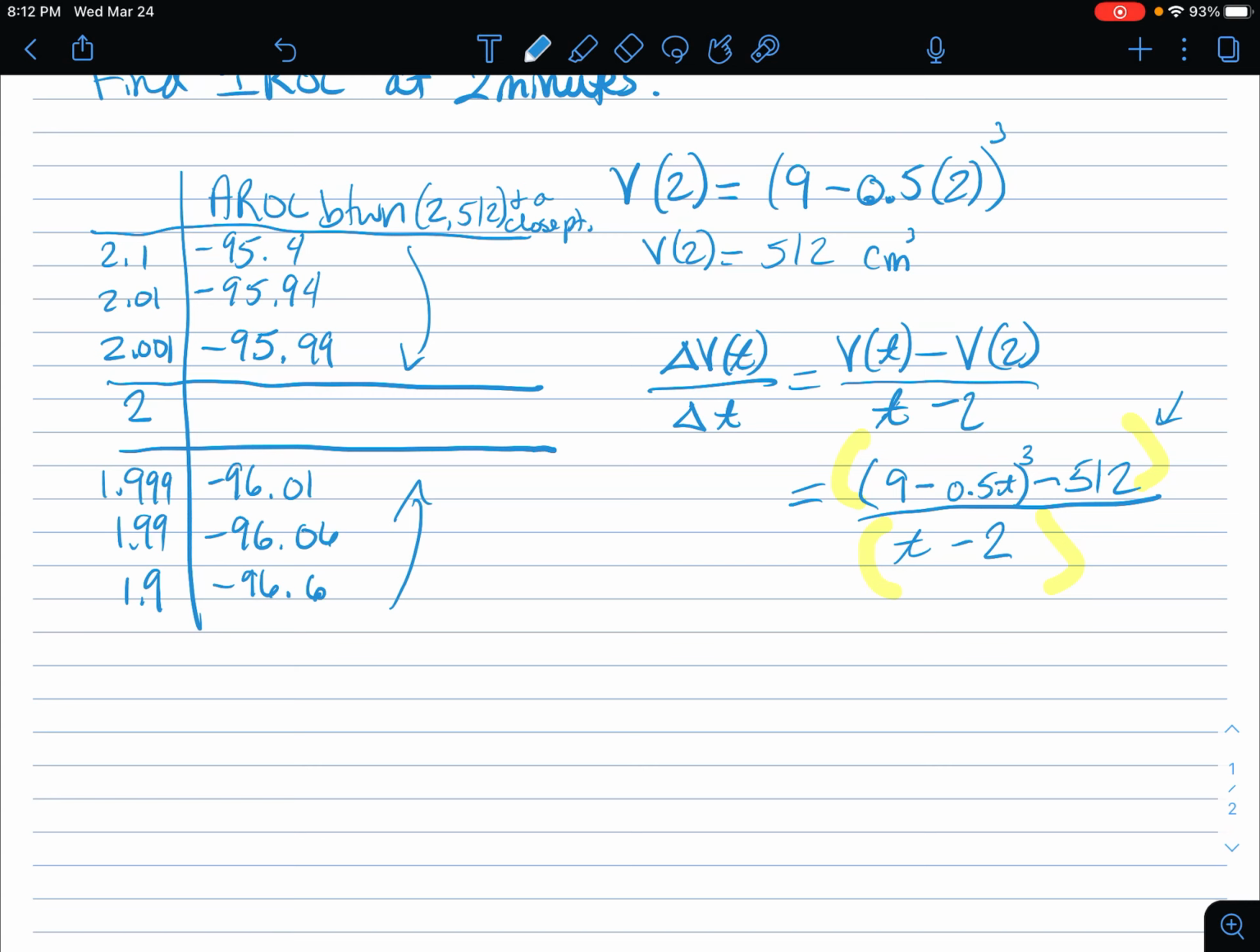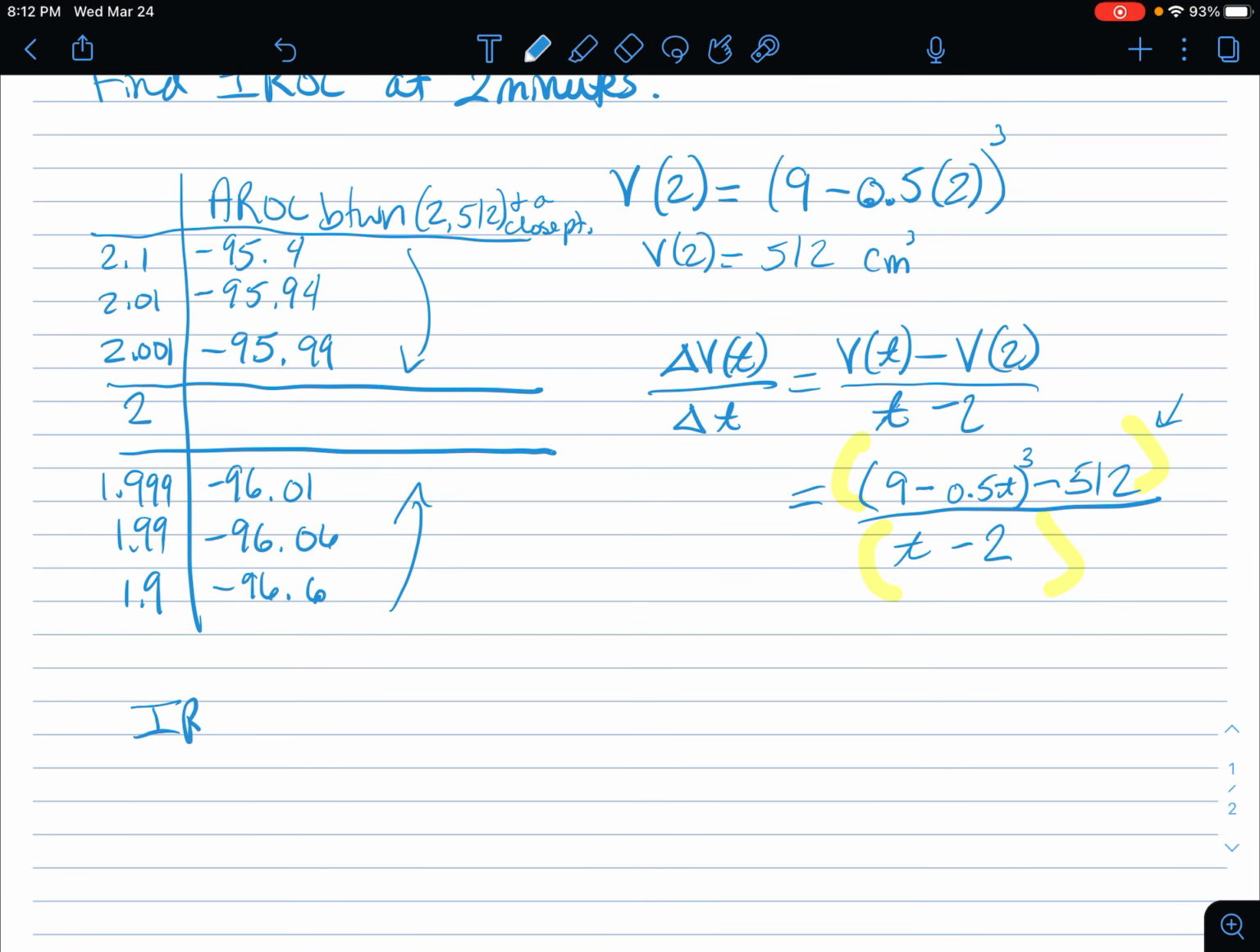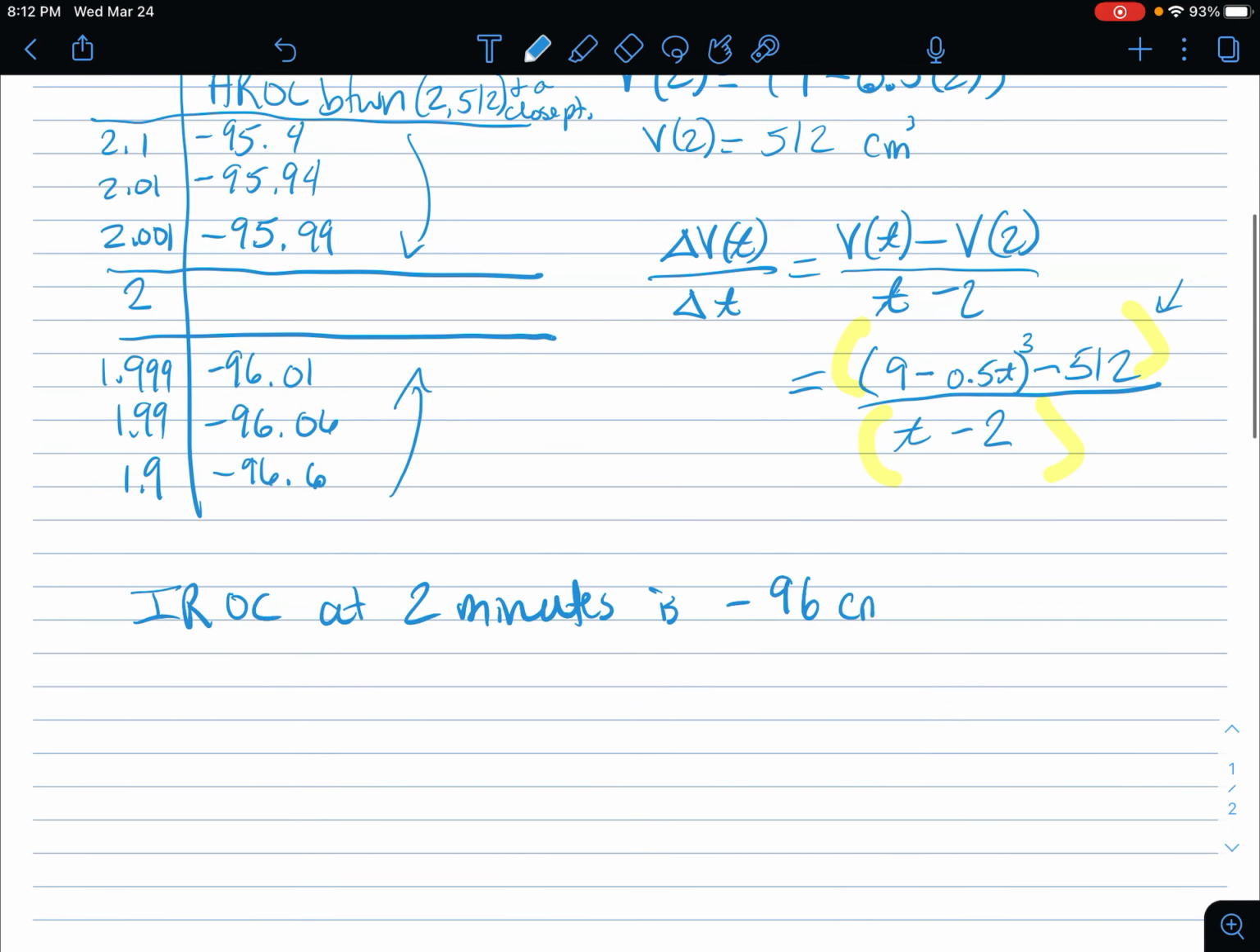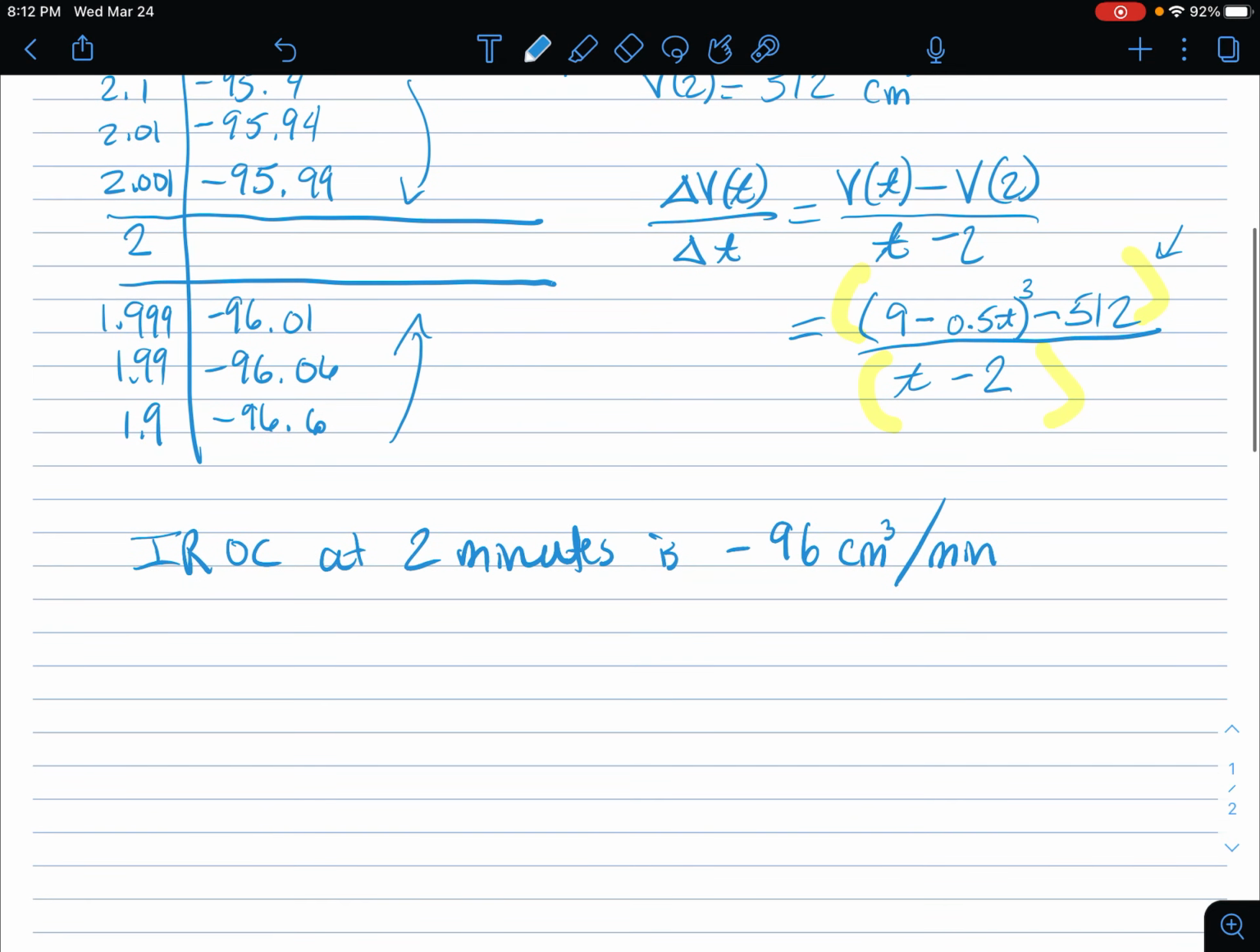So from here, we can say that the instantaneous rate of change at 2 minutes is negative 96. And it's negative 96 cubic centimeters per minute. Remember, when you're finding this instantaneous rate of change, that's a slope. It's a slope of a tangent line, so it's a rate of change. So you need to have something per something.